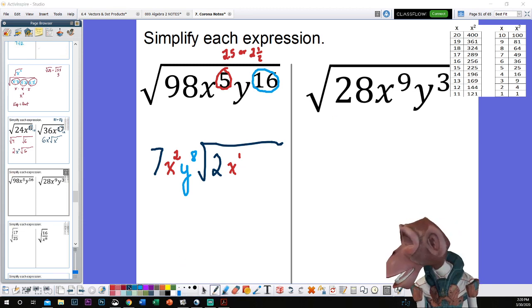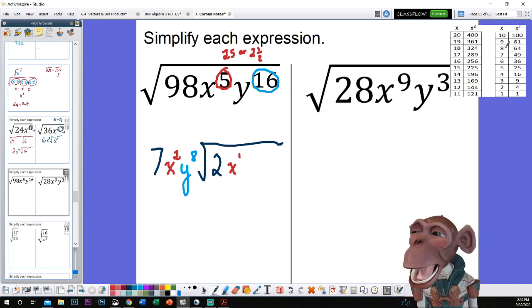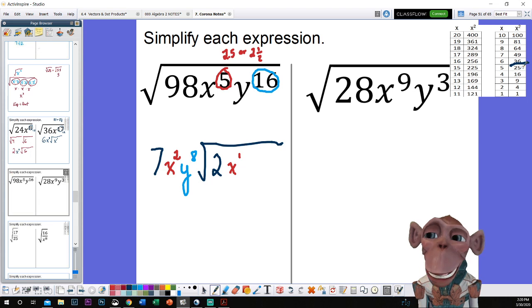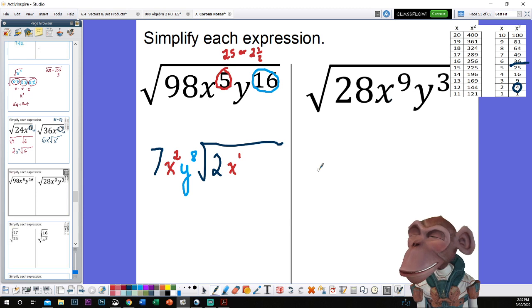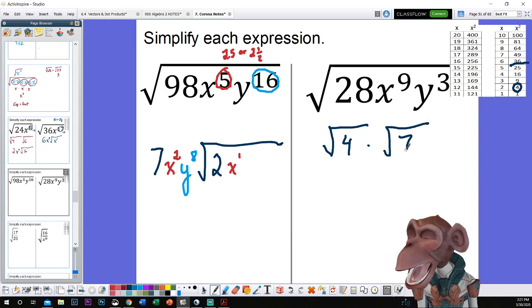Okay, so 28, let's start with that. 28 would go here. I tried dividing by 25, 16, and 9. None of those work, but 4 works. So 28, you would agree, is 4 times 7. So let's go ahead and root it. 4 is 2 when you square root it.